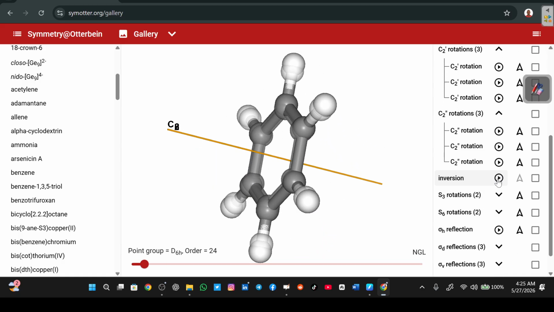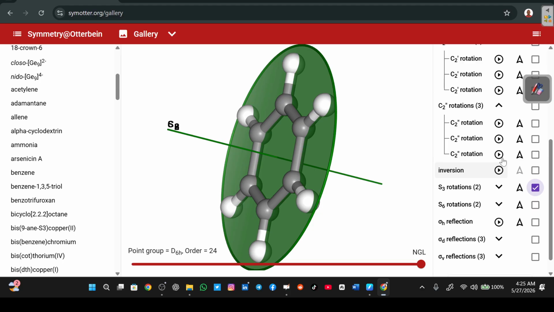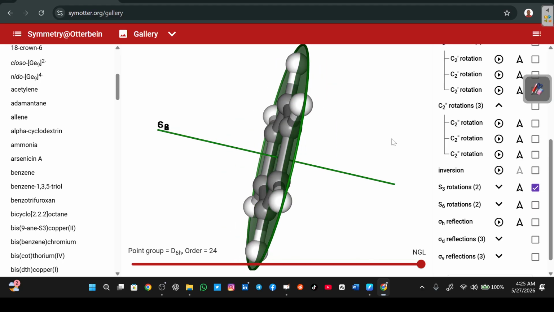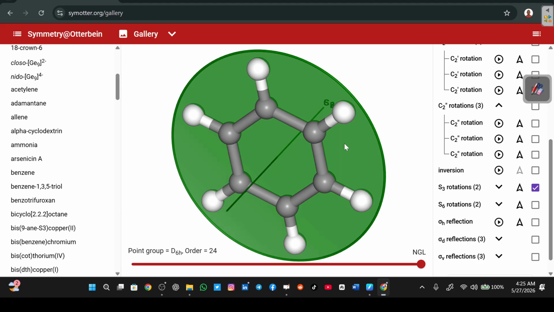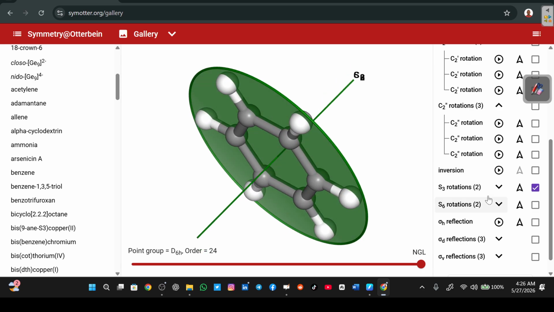It has an inversion center. That's how we visualize the inversion center. It has an S3. We can indicate all of them. Let's just indicate. So as you can see, that's an S3. So this is an S3. That's the S3. So it's a rotation then by reflection.